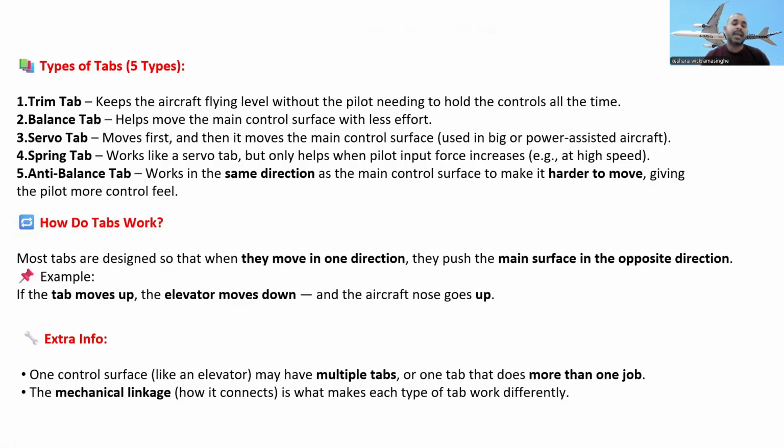Okay, just remember. Extra info: one control surface like an elevator may have multiple tabs, or one tab that does more than one job. So the mechanical linkage, how it is connected, is what makes each type of tab work differently. All right.